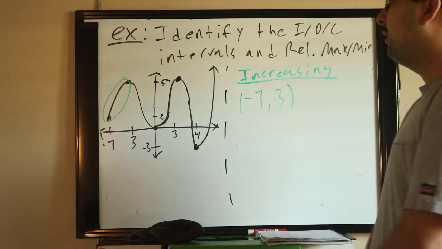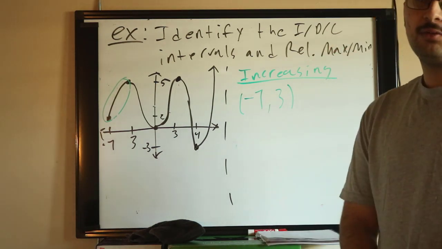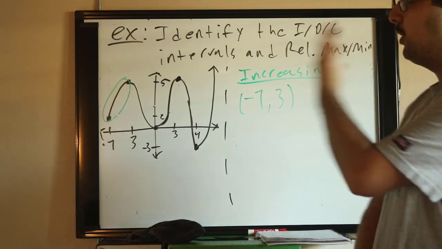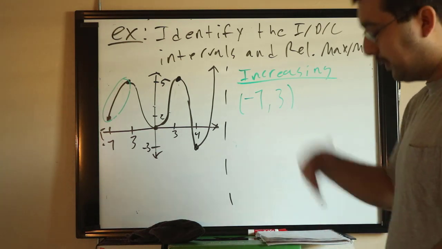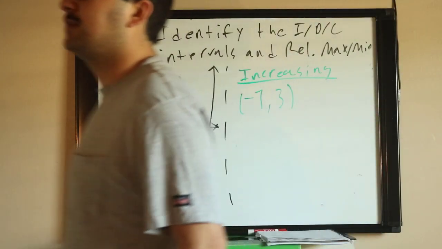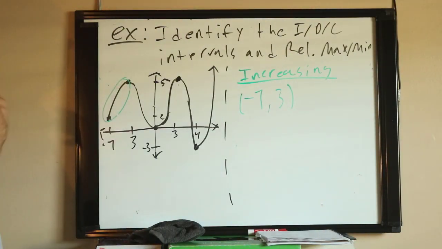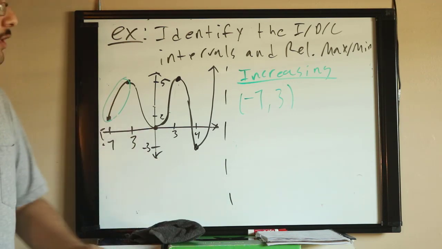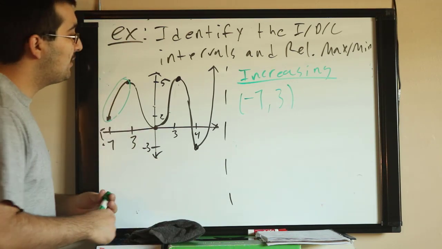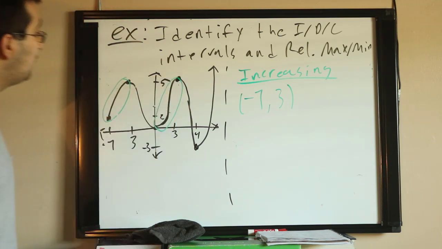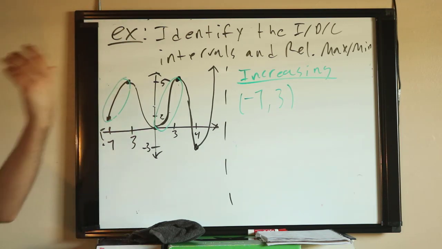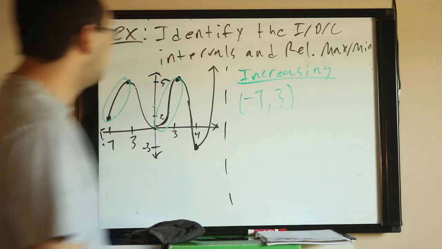Okay? Well, is that the only increasing interval is our next question, right? Because we only talked about this part of our graph. That's not the entire graph. So again, we go back to that intuitive sense. We just look at this graph and we say, well, is there anywhere else I'm going up? And yes, there is. There's actually 2 more places. The first one is right here. That is the next portion of our graph that is moving up. That is our second increasing interval.